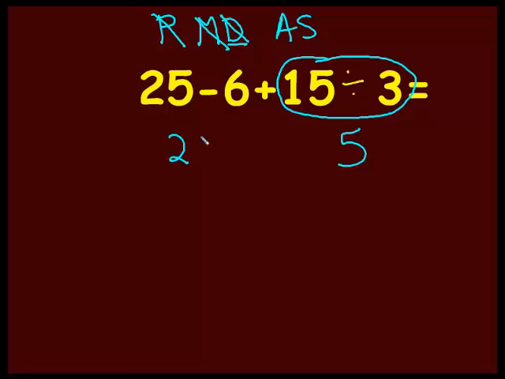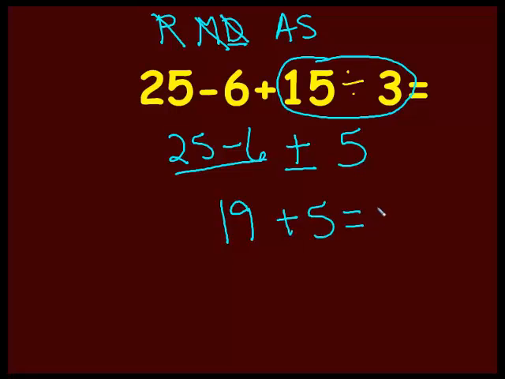Then I'm going to rewrite the rest of the problem, and I'm going to go through. Adding and subtracting are of equal importance, so I see subtraction first, so I'm going to do that first. 25 minus 6 is 19, and then I have plus 5 still left for a final total of 24.